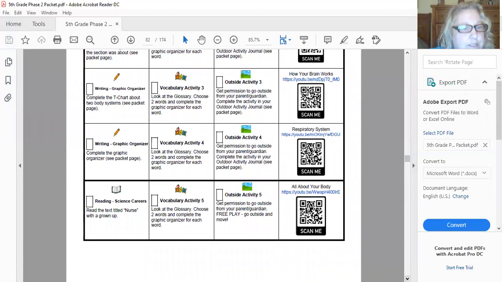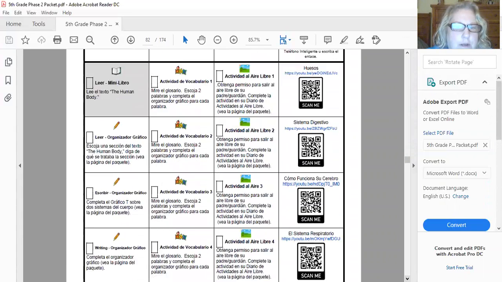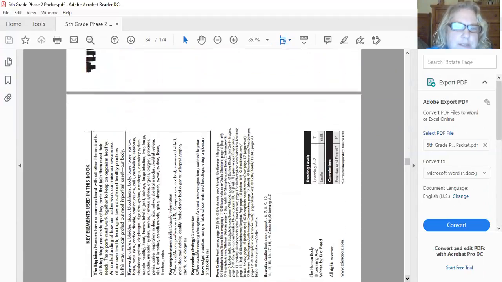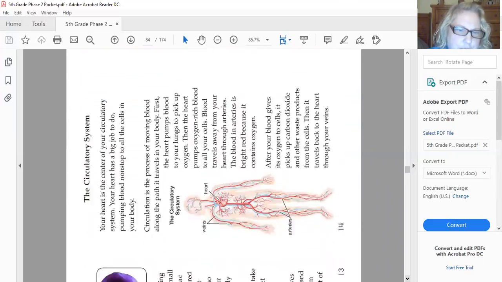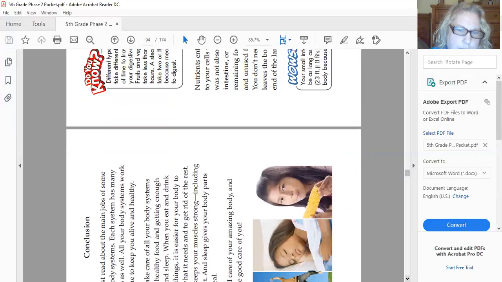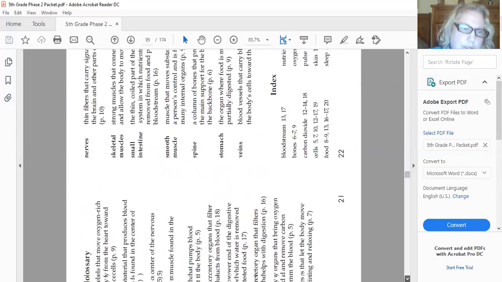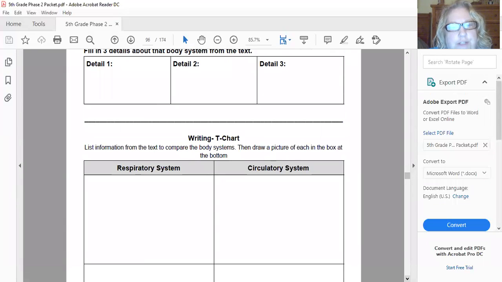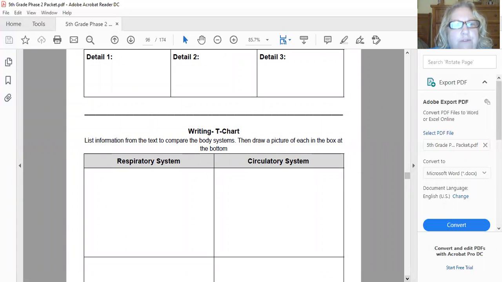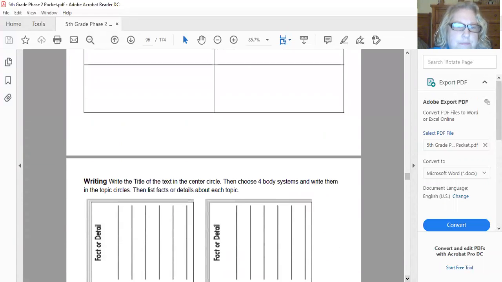Reading science careers. Read the text titled nurse with a grown-up. Complete the graphic organizer. You can look in the packet. So let's look down through the packet a little bit here before we get back to our lesson. This is the human body book, and I think that they included both the English and the Spanish versions here. So we're going past where there's a conclusion. There's the glossary, and here's a writing activity that you can choose. Writing in a T-chart, you're listing information from the text to compare the body systems.